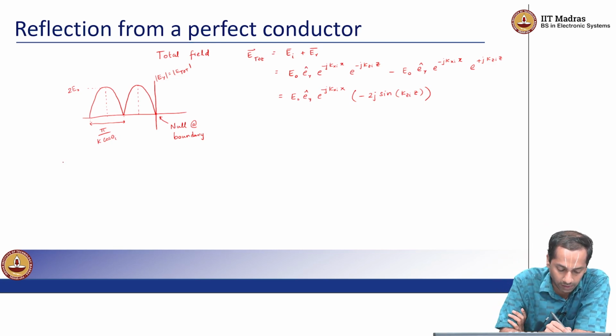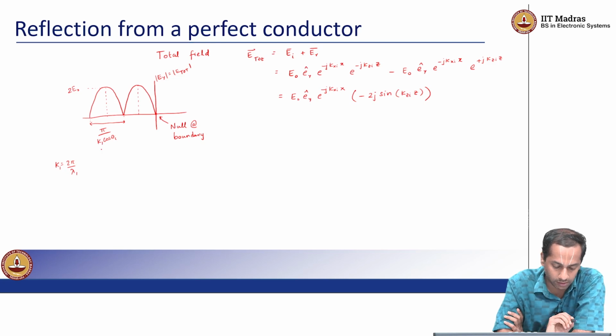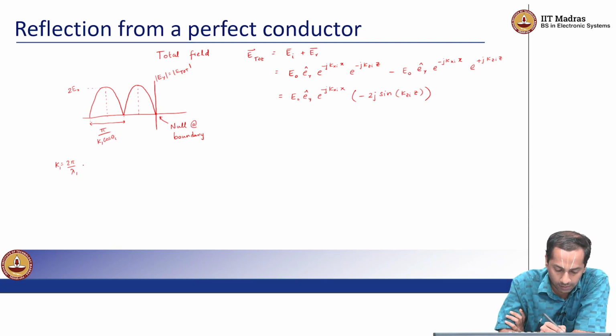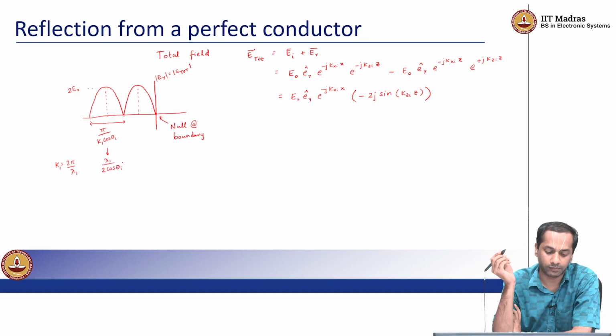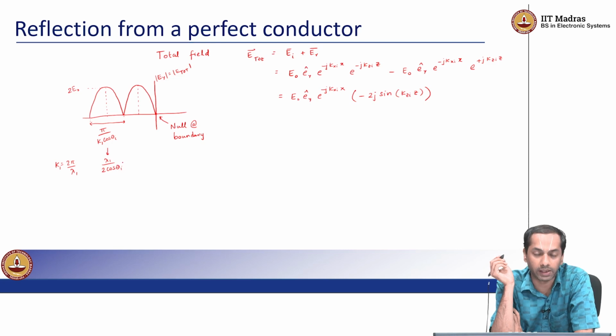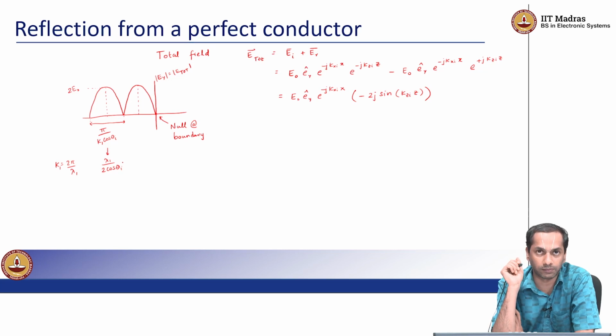Right. So if I were to say that k is 2 pi by lambda, right, so we can say for medium 1 it's subscript 1. So this same distance translates to lambda 1 over 2 cos theta I. Right, so the spacing between two nulls or the spacing between two maximas in the standing wave that we have generated is lambda by 2 cos theta I.